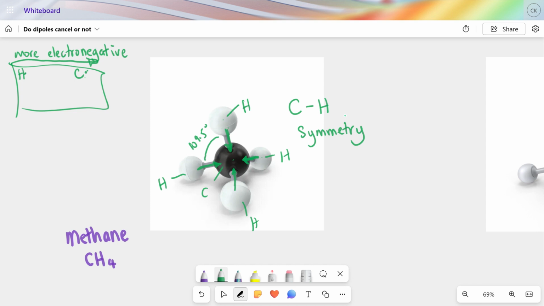So they are symmetrical in the way that they pull. That means they do cancel out. And so this molecule of methane is non-polar.